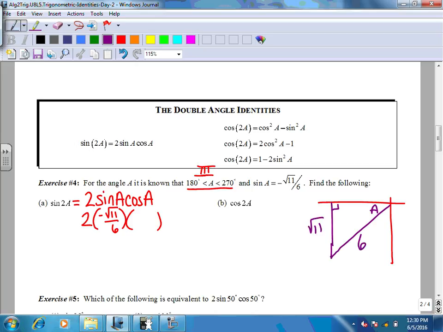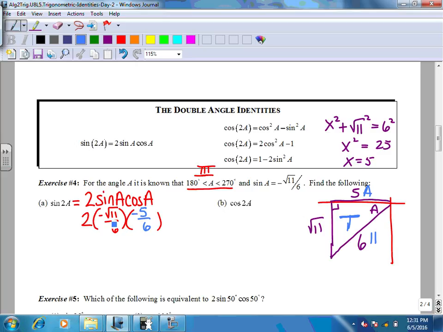This one's a little trickier. We might actually have to do Pythagorean theorem here to find this missing side. X squared plus square root of 11 squared equals 6 squared. 36 minus 11 is 25. So x ends up being 5. Kind of nice. So now, cosine of that angle, which is adjacent over hypotenuse, is 5 over 6, but we're in the third quadrant where cosine will be negative.